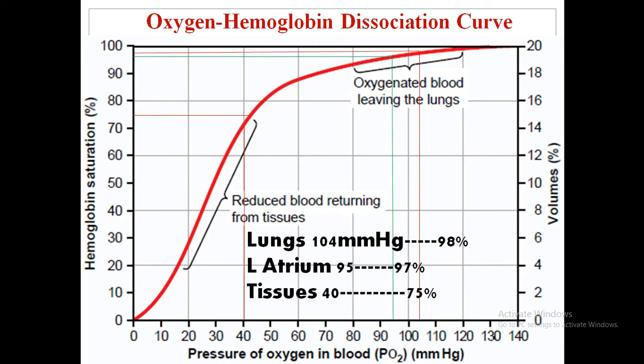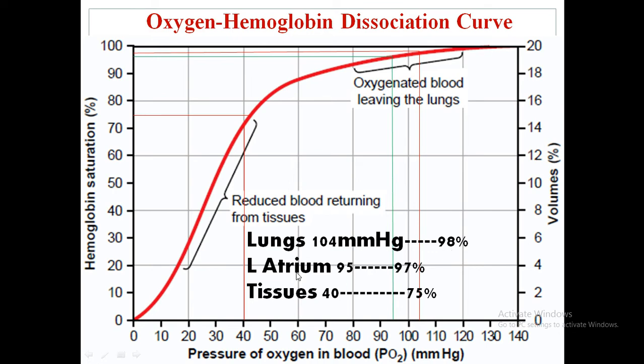At this stage, the blood has 104 mmHg pressure and the saturation is 98%. These lines, the red, the green and this extra red line, I have drawn for you because I want to explain all these things clearly and mention the different steps clearly. At the lungs, at the alveolar level, we have a partial pressure of 104 and saturation of 98%.